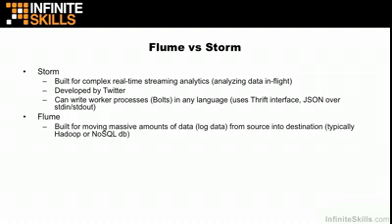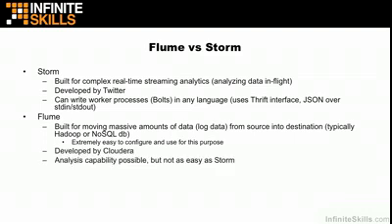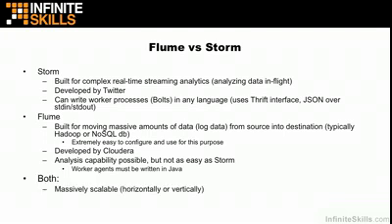Flume, however, was mainly built for moving massive amounts of data, essentially log data, from source into destination, and destination is typically a Hadoop system or a NoSQL database. It's extremely easy to configure and use for this purpose. Again, each individual agent probably only needs maybe 10 to 15 lines minimum of configuration. It was developed by Cloudera, and it can perform analysis, but it's not as easy to use as Storm, and Storm was set up essentially for that analysis purpose. The worker agents in Flume have to be written in Java. Again, if you're using standard configuration, you only need to pass configuration files themselves. Both, however, are extremely scalable.